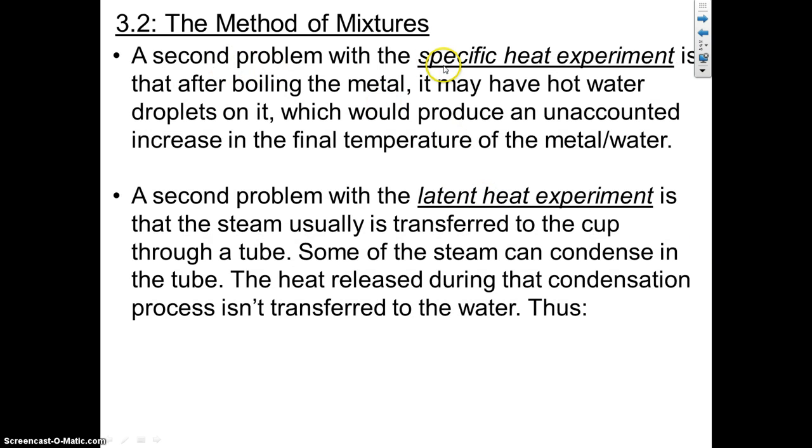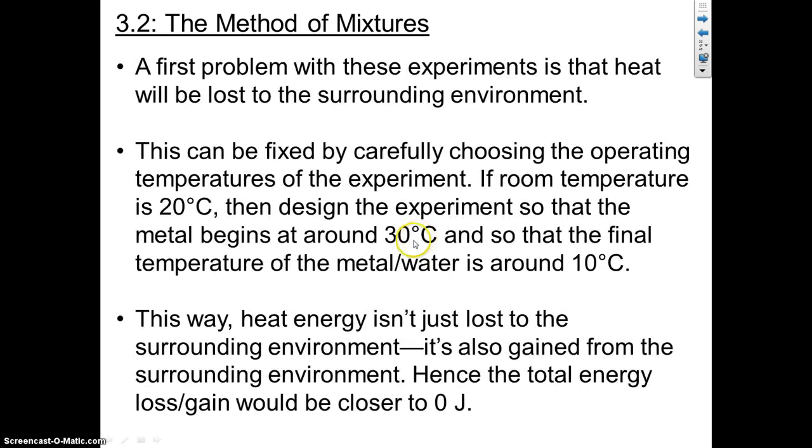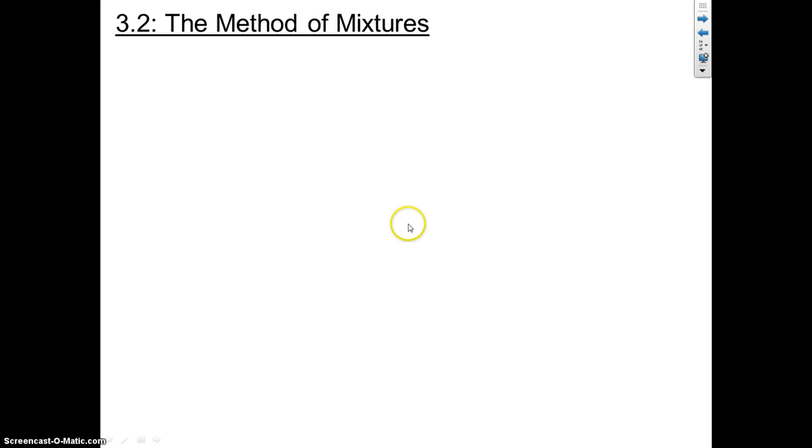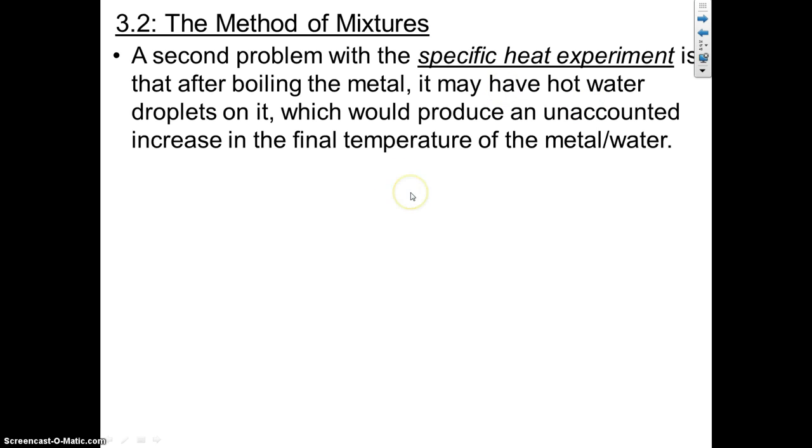So I'm going to show you a second problem with the specific heat experiment, then I'm going to show you a second problem with the latent heat experiment. This first problem applies to all method of mixture experiments. Then we're going to look at some specific problems. So here's the second problem with the specific heat experiment. After boiling the metal in the hot water to get it up to the initial temperature of 100 degrees, there may be some hot water droplets on it. If those hot water droplets make their way into the initially cold water in the cup, then there will be this extra increase in final temperature, which we haven't accounted for.